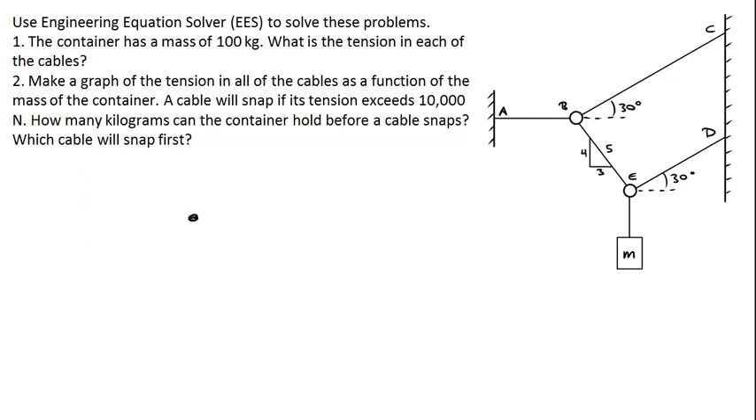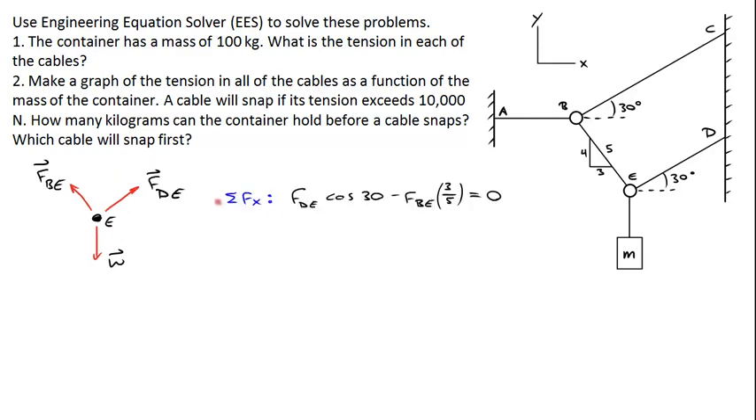To start this problem, let's make a free body diagram around point E. We've got two forces, a force acting between E and D, and a force acting between E and B, cable ED and cable EB, and there's a downward weight holding up the mass. And here are these three forces in vector form.